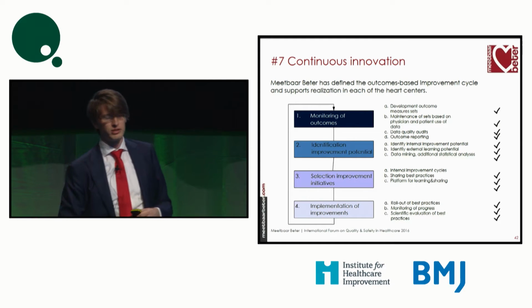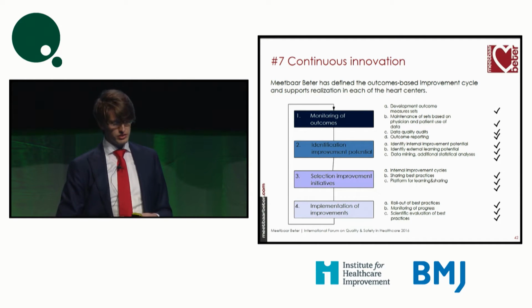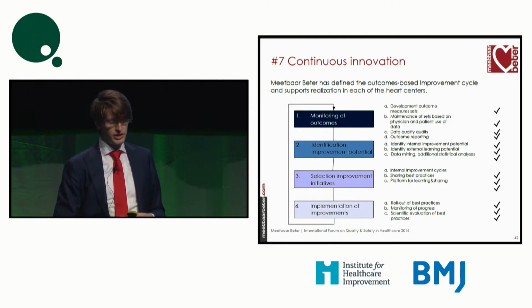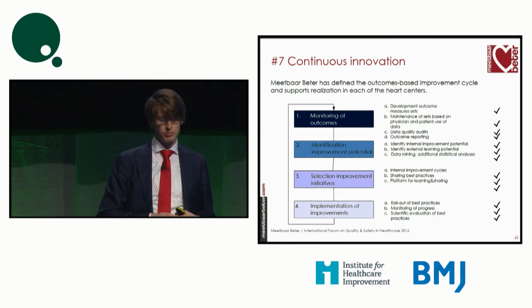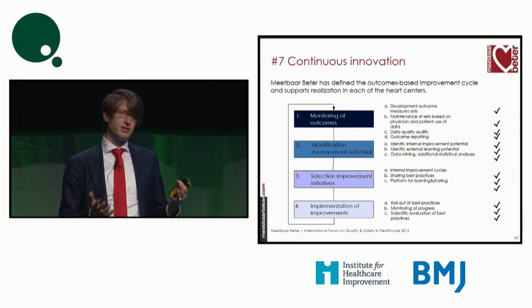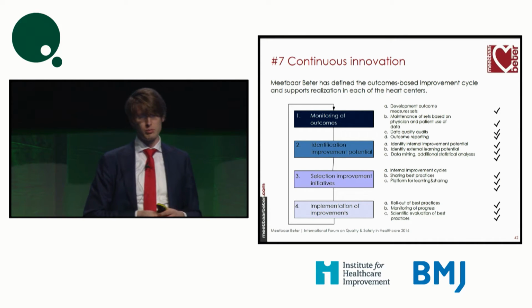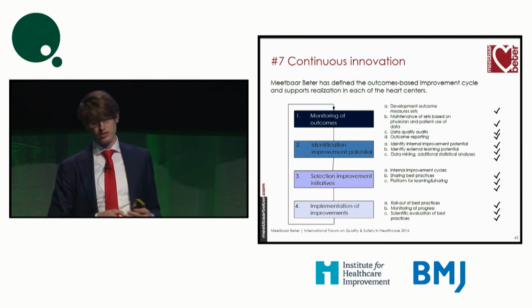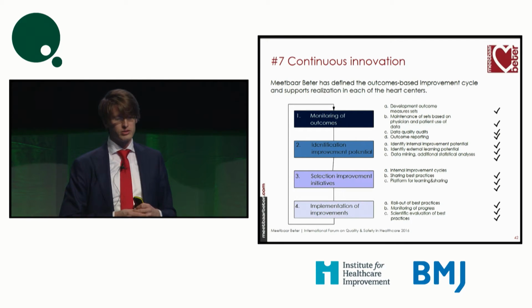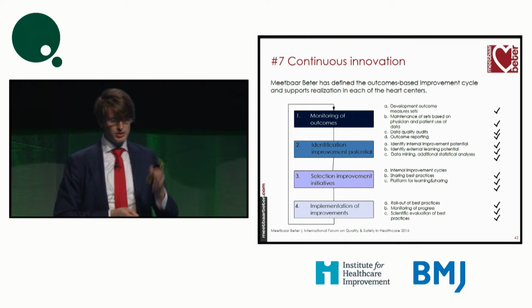And here you see what we call the outcomes-based improvement cycle, what we're trying to go through and where we want to help the heart centers to improve. The steps there: the monitoring of the outcomes, that's maybe the most obvious one, where we have the outcome reports. But then step 2 is to get to improvement potential, to know where you can improve. Step 3 is to select what you actually want to improve, and 4 is to implement these improvements. And in each of these steps, we're trying to help centers to improve.